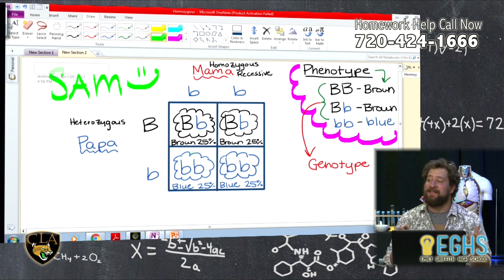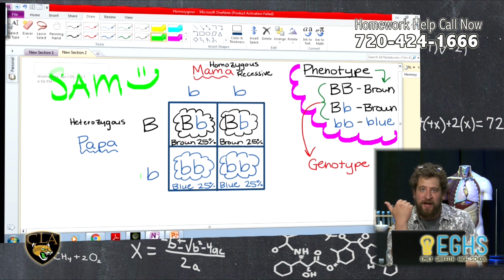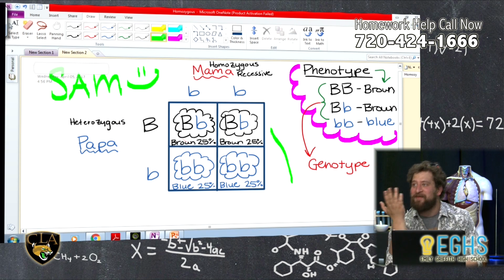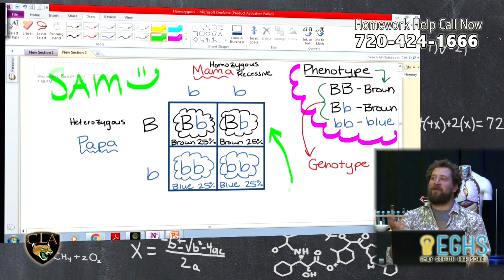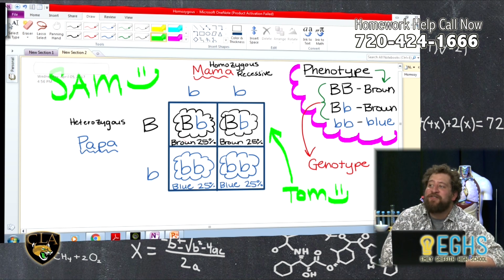And just to tie this together, I didn't even intend this to be the case, but I have blue eyes. My father has brown eyes. My mom has blue eyes. He must be heterozygous, my father. My brother has brown eyes, and I have blue eyes. What's your brother's name? My brother's name is Tom. Sam and Tom. Right, and it could have turned out a different way.